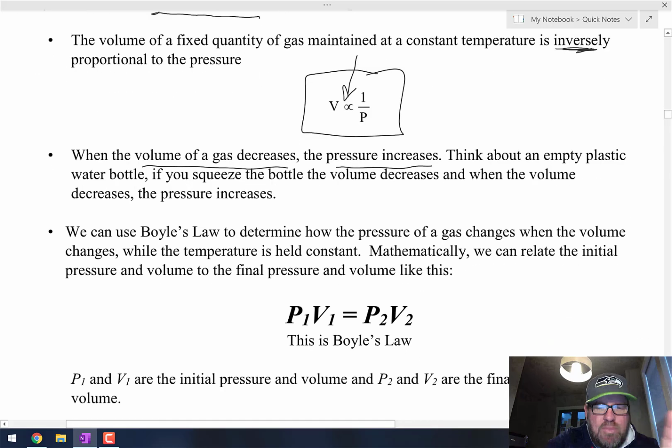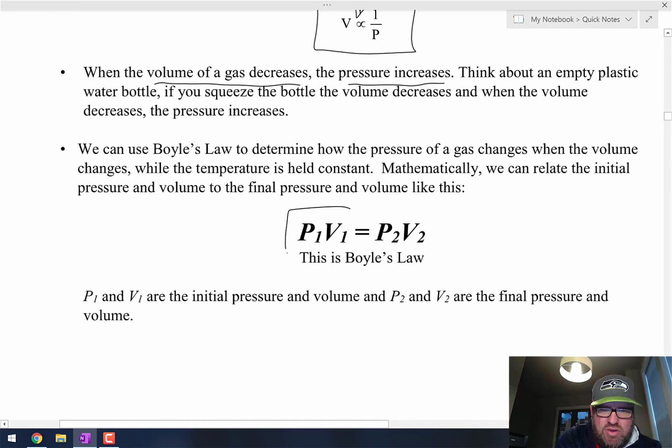Okay, now mathematically, this is the equation for Boyle's law: P1V1 equals P2V2. And the ones mean the initial pressure.